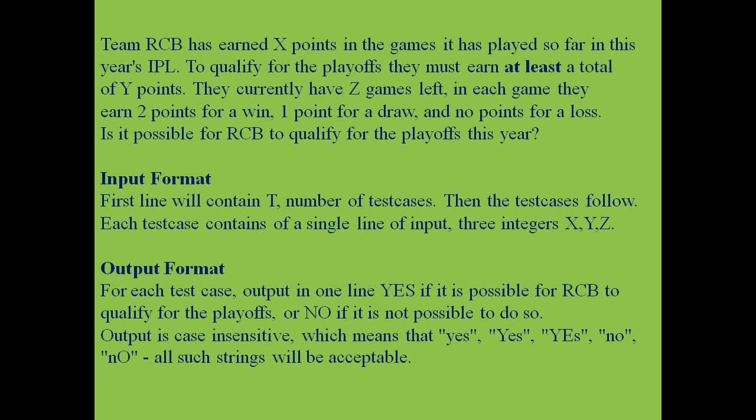We will be given T number of test cases, and each test case will have 3 integers X, Y and Z. For each test case, we need to output whether it is possible for RCB to qualify or not. If it is possible, print yes. If it is not possible, print no. Let's see the test cases.